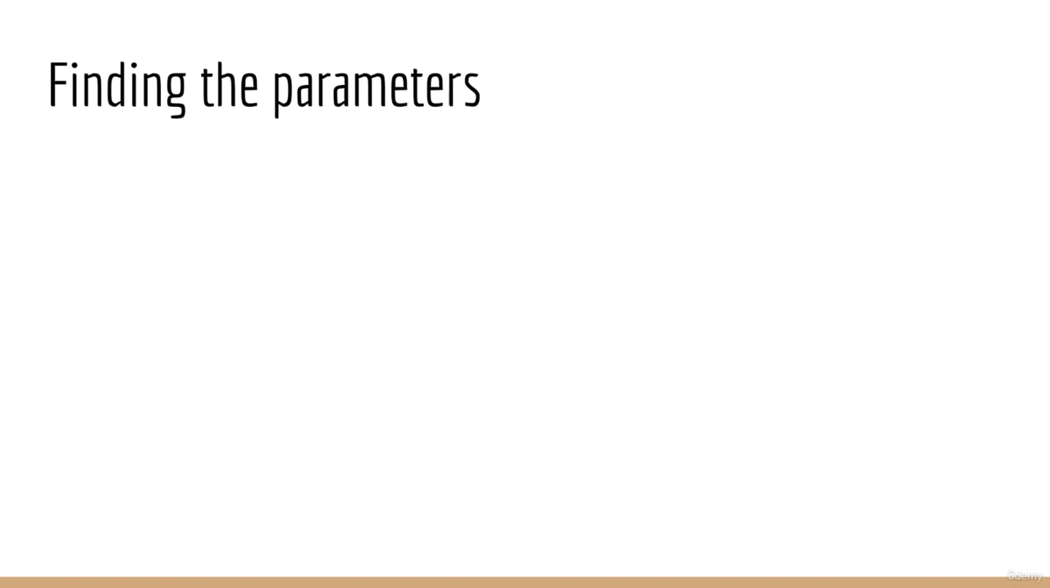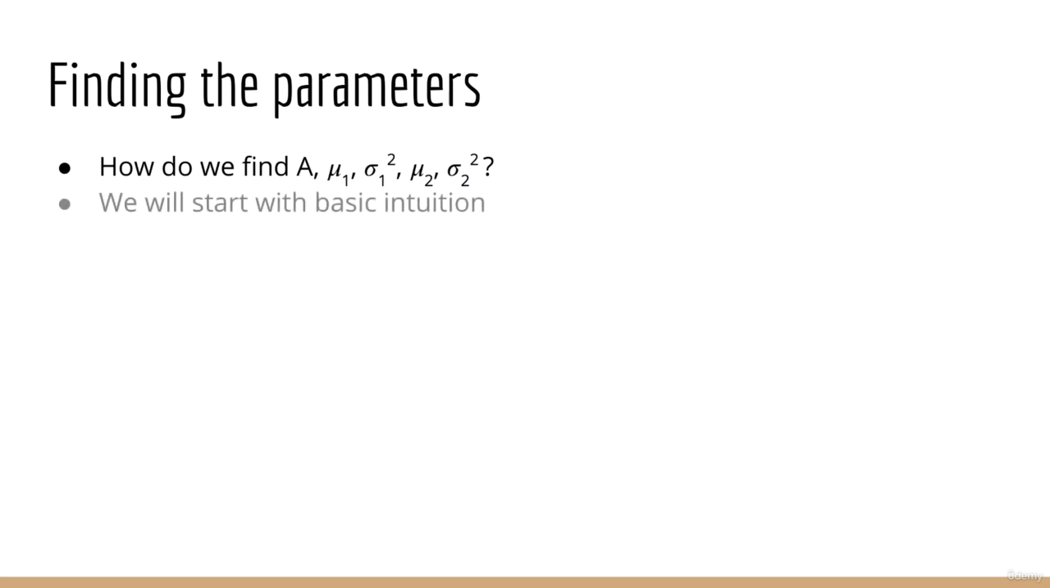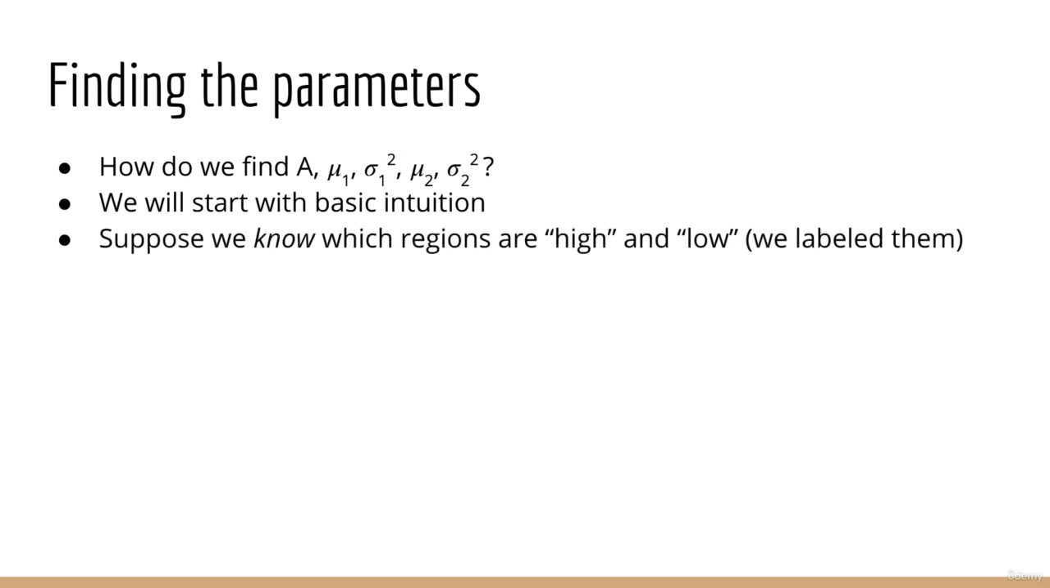Now, one question you might have is, how do we actually find this matrix A, along with the Gaussian means and variances, given only a time series of stock returns? In this lecture, I want to give you the basic intuition for this problem, but in general, the answer is more complex. So let's start by assuming that we know which regions are high and which regions are low.